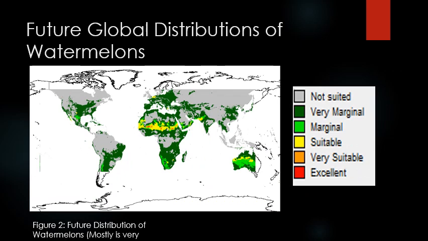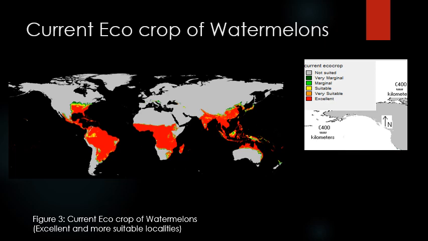In the future global distributions of watermelons, most of the areas are covered in green, which is very marginal, and there's a little part in the area which is suitable and it's covered in yellow, and some of the parts have excellent, which is in red, which means that is where watermelons are suited to be grown successfully. So the areas that are covered in green are very marginal, which also means that it's not ideal to grow watermelons in those areas.